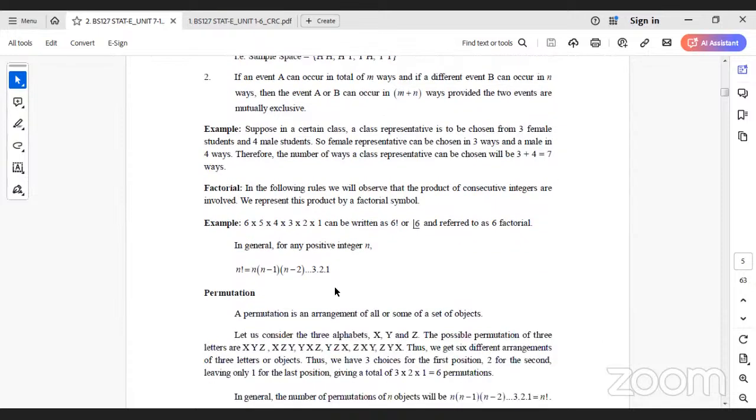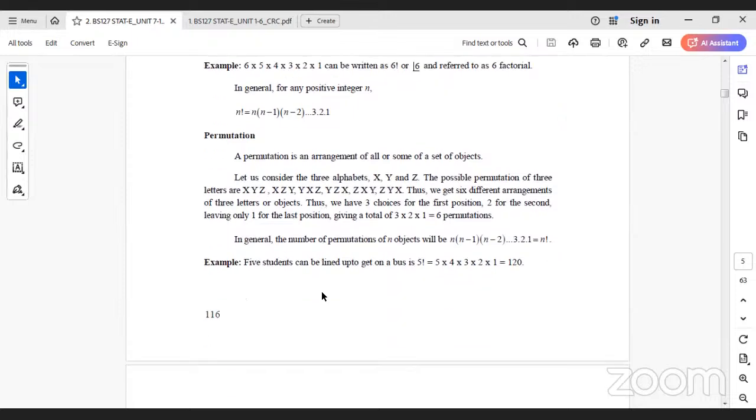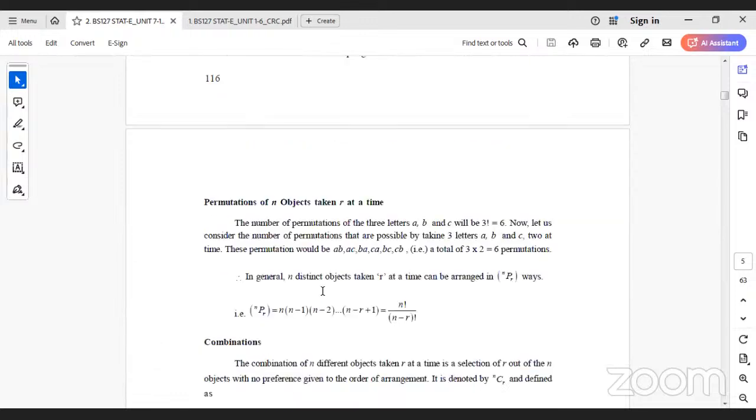Factorial: in the following rules, we will observe that the product of consecutive integers is involved, and we represent the product by the factorial symbol. Correct? Example: 6 into 5 into 4 into 3 into 2 into 1 can be written as 6 factorial. So n factorial is n into n minus 1, n minus 2, and so on, down to 3 into 2 into 1. You also need to see the same in permutations. 5 factorial is 5 into 4 into 3 into 2 into 1, that is 120.